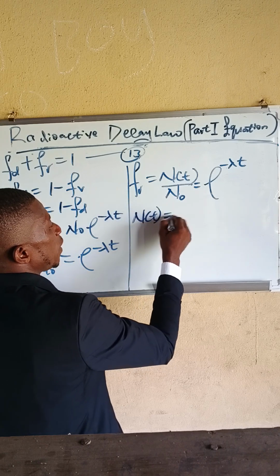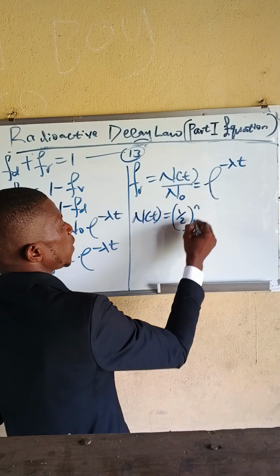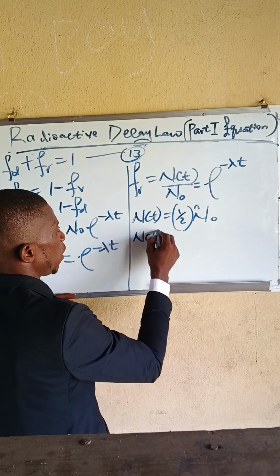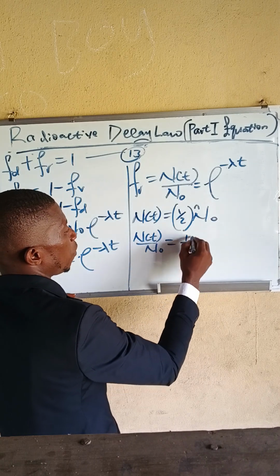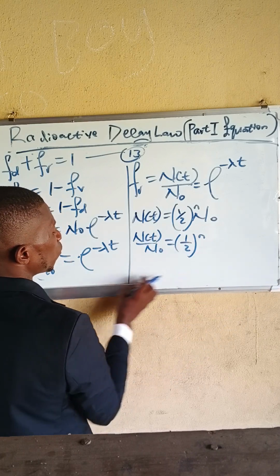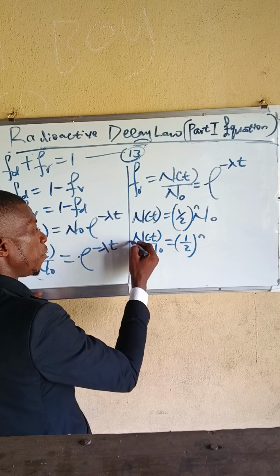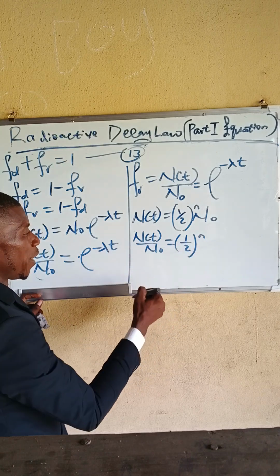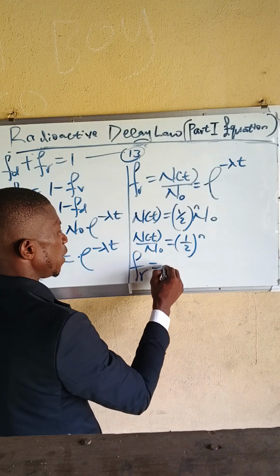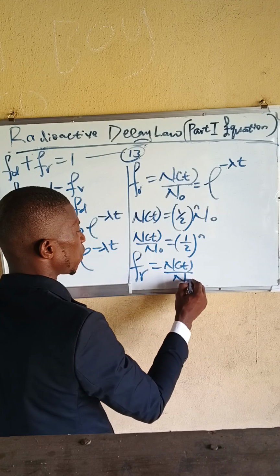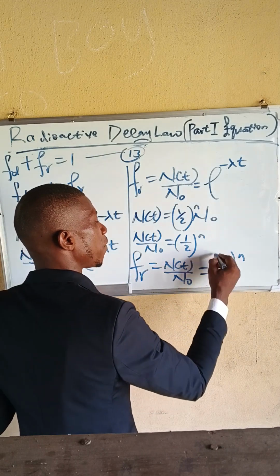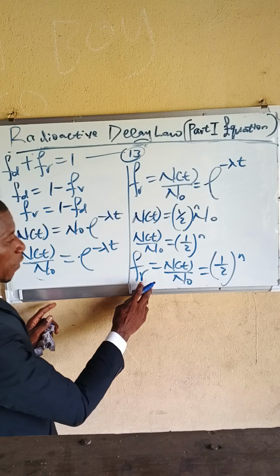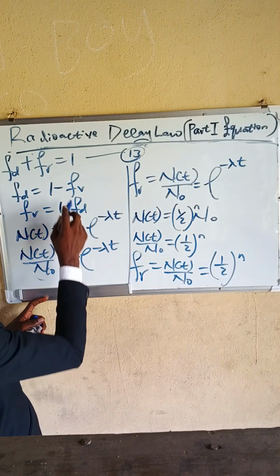Now also recall that the number of nuclei remaining is equal to half of this n naught, raised to the power n. If we divide both sides by n naught, I'm going to have n of t over n naught give me 1 over 2 to the power n. So already you know that the number of nuclei remaining over the original number of nuclei gives half raised to the power of n. So fraction remaining is equal to n of t over n naught, which is equal to 1 over 2 to the power n. This is a very nice equation. This is the equation for fraction remaining, and this is the equation for fraction decayed.